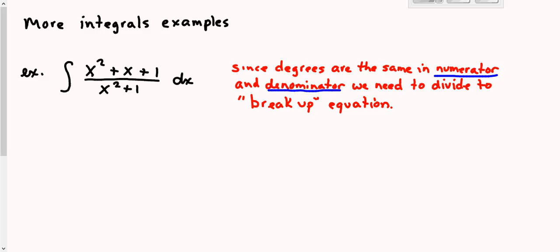we need to break up the equation by dividing. So yes, this does mean polynomial division, so you have to be careful. You probably haven't done that in a long time. Okay, so what that looks like is that the one on top is being divided, so we will have x squared plus x plus 1 divided by x squared plus 1.